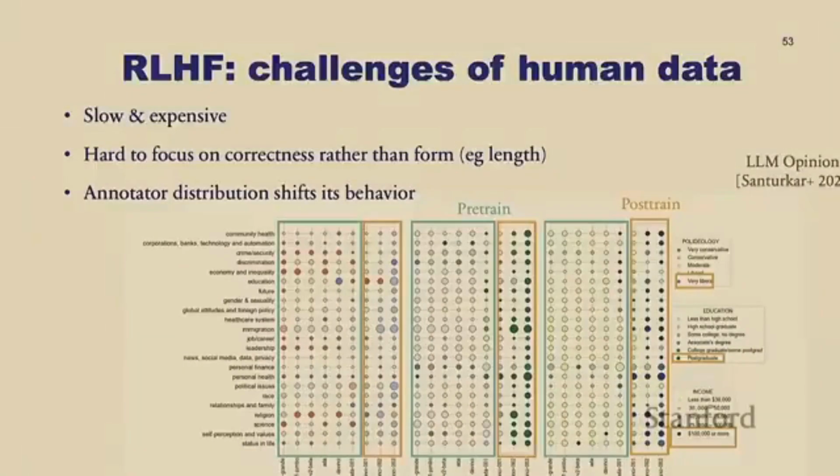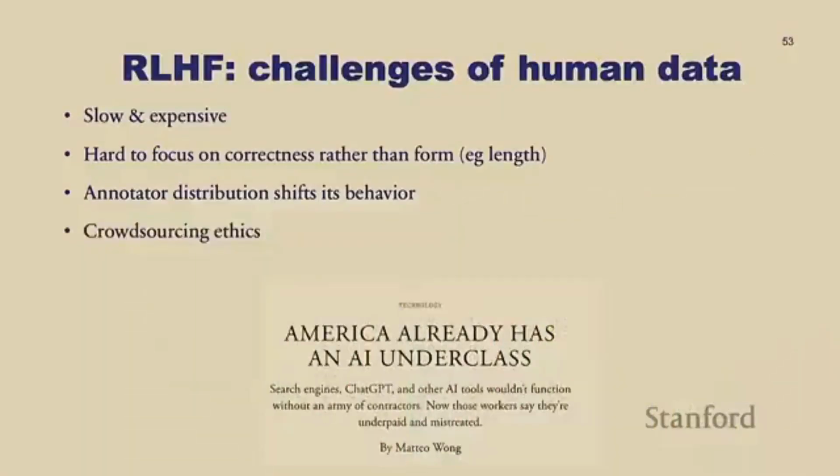Annotator distribution shift: the distribution of annotators that you use matters a lot. You have to think about what humans we even want to represent in these models. Another question is crowdsourcing ethics. A lot of the labeling that is done is by people who are not paid well, and they have to go through a lot of toxic data, because you basically want the model to avoid saying toxic things. So, crowdsourcing ethics too. There are so many challenges with human data.